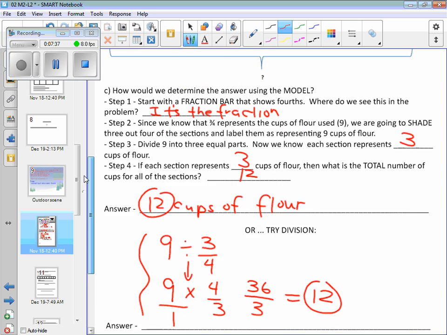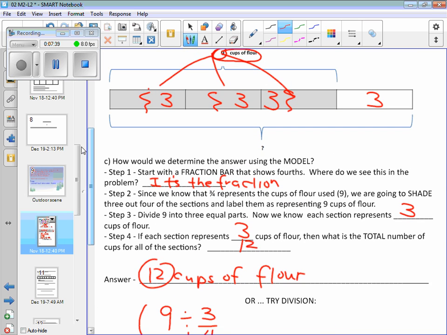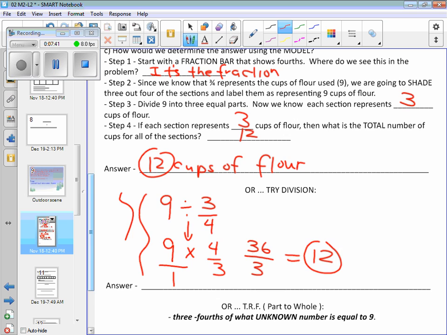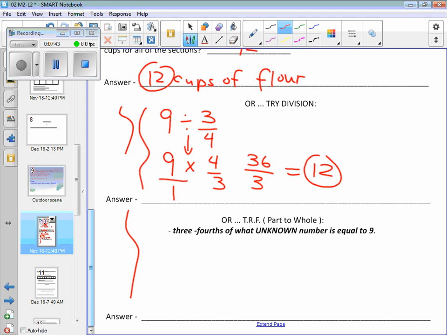I kind of compare this to present, future, and this is what we did in the past. Part to whole ratio. You make your template, part over whole. Everybody do that.